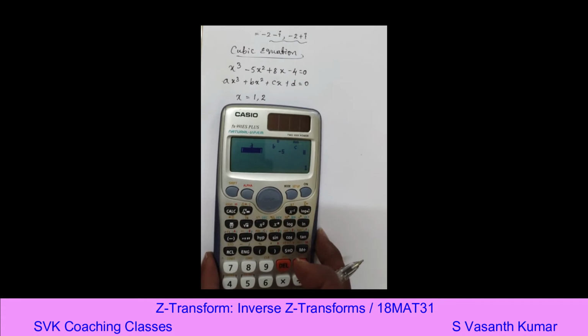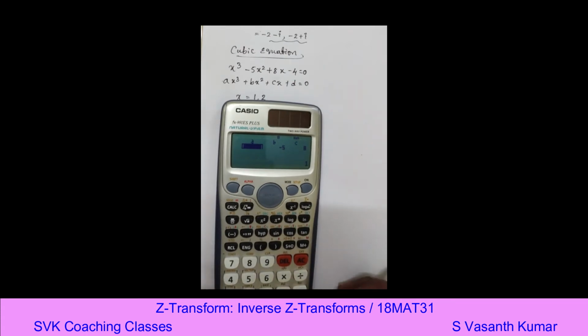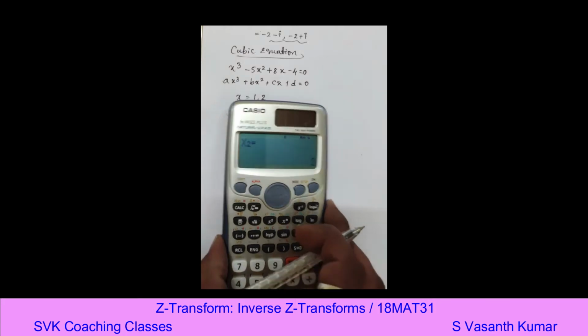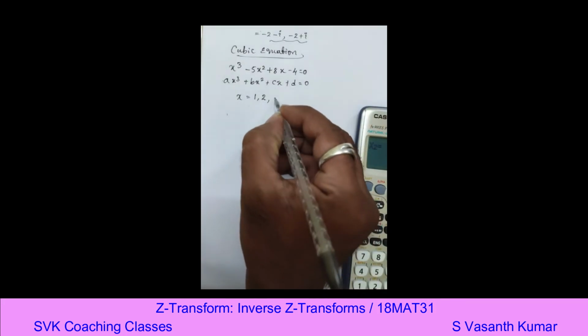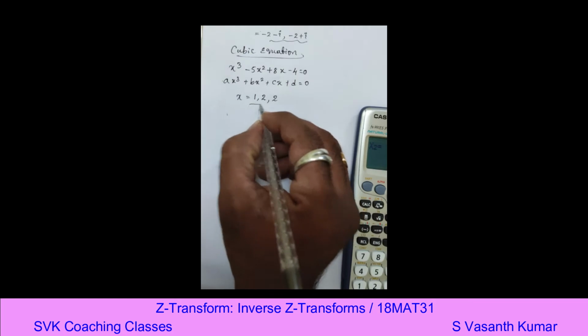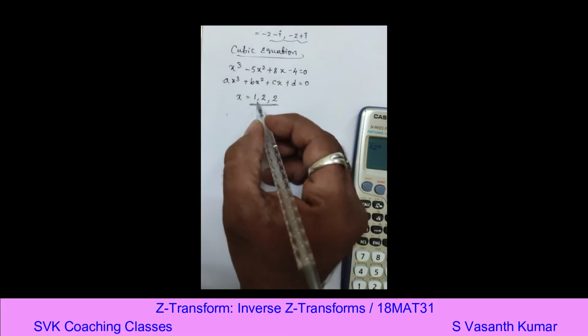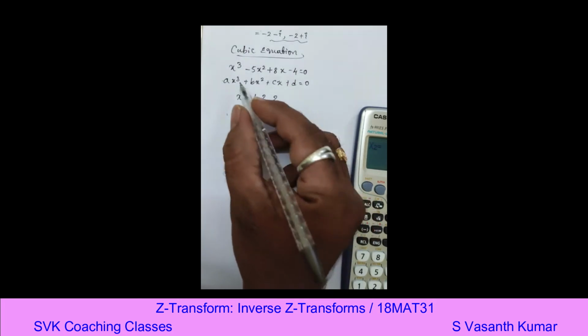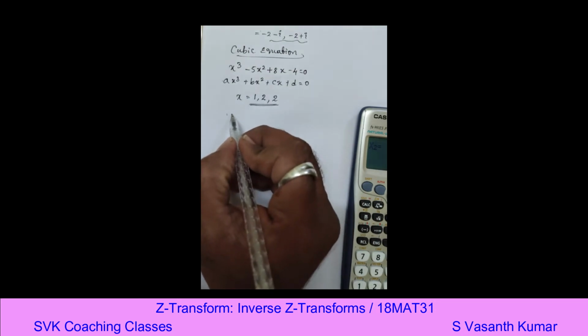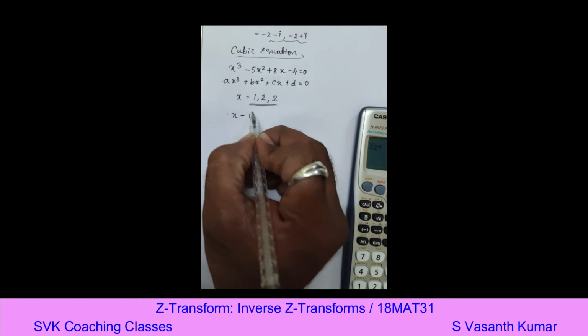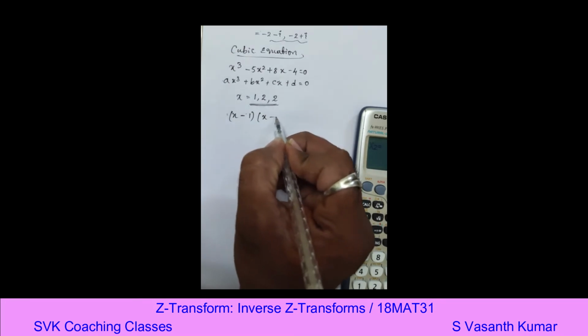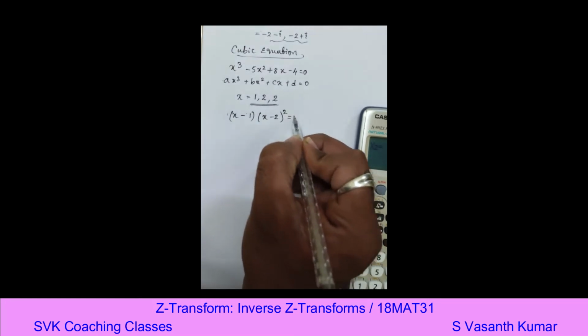As the degree of this equation is 3, right? You should have 3 roots, right? You are getting 2 roots. The second root will be a repeated root. So therefore, you got the roots as 1, 2, 2 for the cubic equation. And the factors can be written as x minus 1 into x minus 2 the whole square equal to 0.